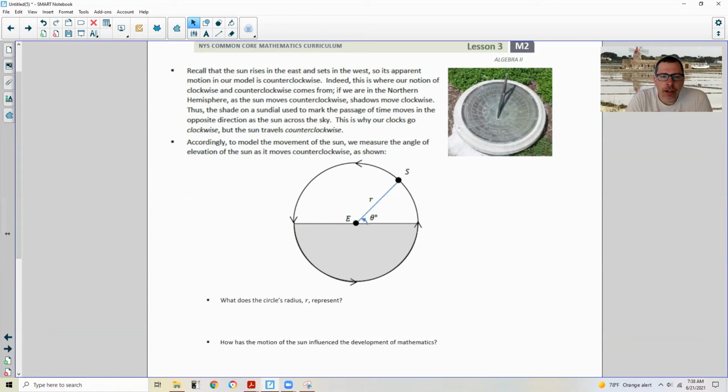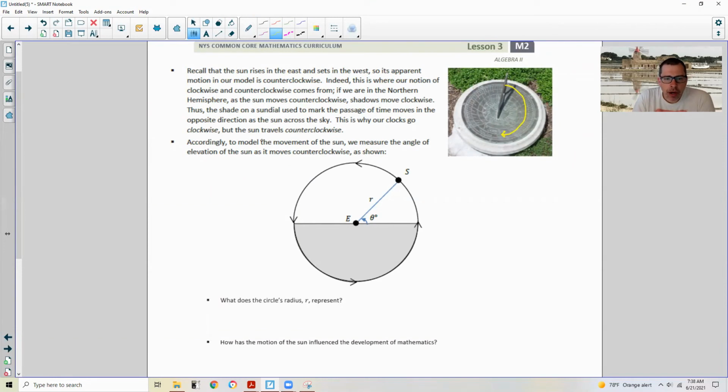Thus, the shade on a sundial used to mark the passage of time moves in the opposite direction as the sun across the sky. So what they're saying is this, as the sun goes across the sky, the shadow of this dial goes this direction. Okay, and that's where the clockwise came from, because the original clocks were sundials. Okay, so this is why our clocks go clockwise, but the sun travels in a counterclockwise direction.